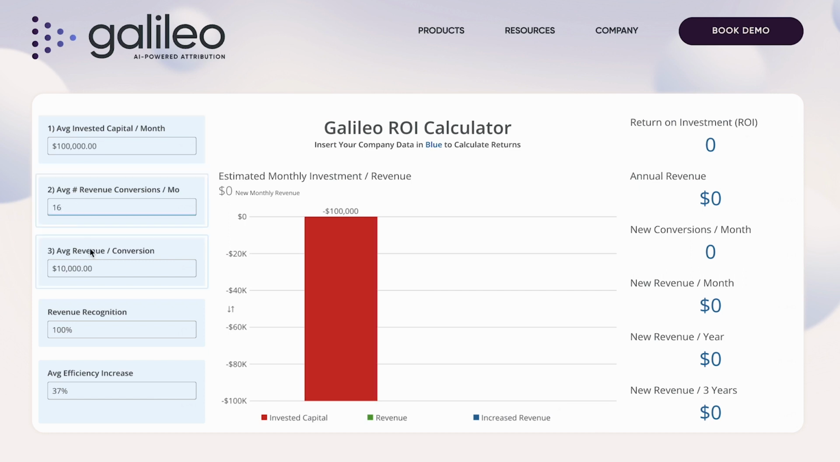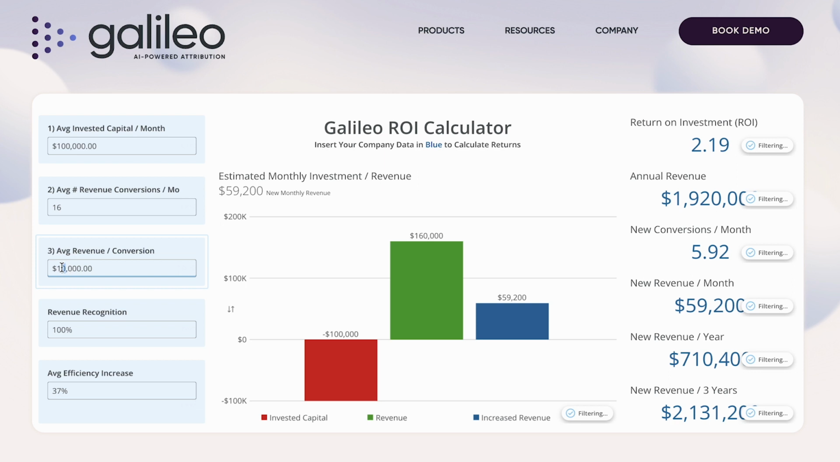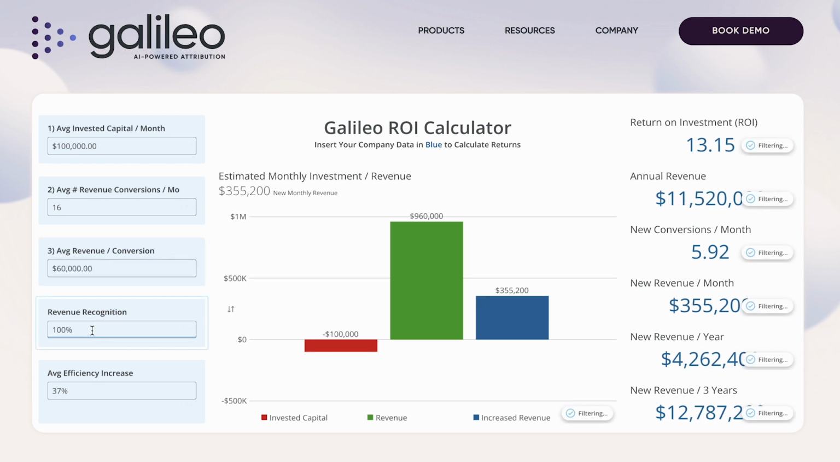Here, invested capital and revenue per conversion here. The calculated ROI will be true for both. Just be able to discuss these differences with your team if it comes up.